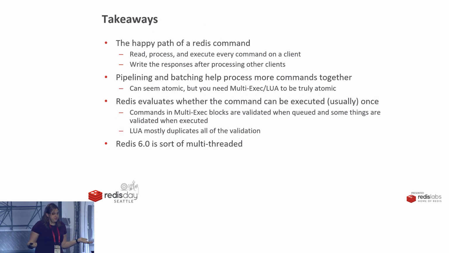So to come to the takeaways, just to go over the happy path of a Redis command, it will do the read, the process, and the execution of every command on a client it can within a given read. It'll then also write all the responses after processing all the clients. That's the key takeaway there. Some things you can infer from that. It's why pipelining and batching can help you be more performant. Since the system calls are the bottleneck, it can help you be a little bit more performant if you're sending multiple commands at the same time, and they'll be executed together.